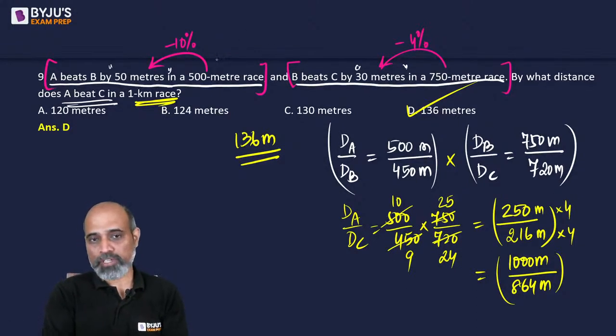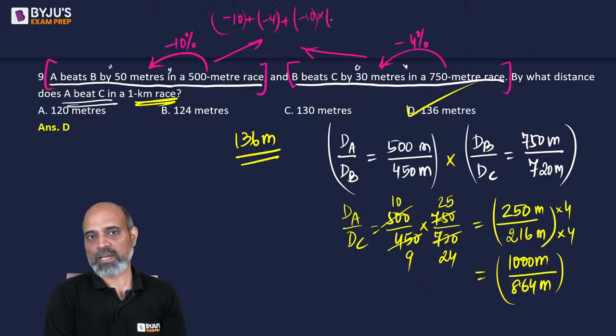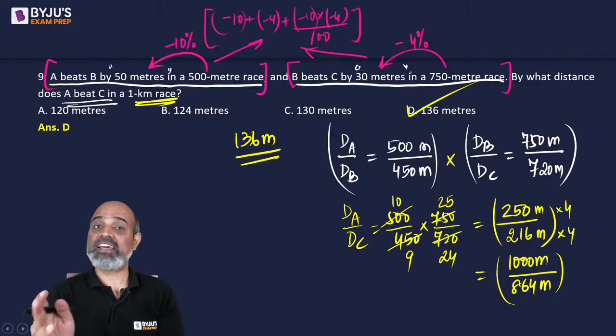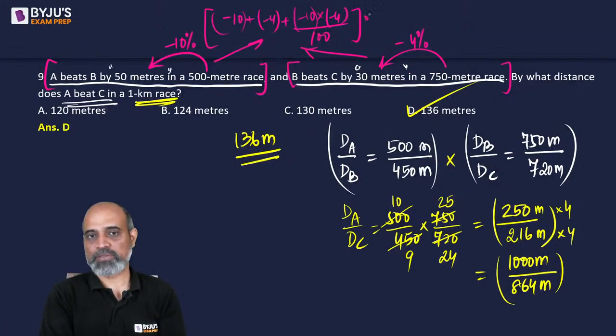Now what you are going to do is you are going to do the successive of these two. 10 minus 10 and minus 4 का successive formula याद है? A plus B plus AB by 100. So minus 10 plus minus 4 plus minus 10 into minus 4 upon 100. So this is the effective percentage less that C is going to cover with respect to A.